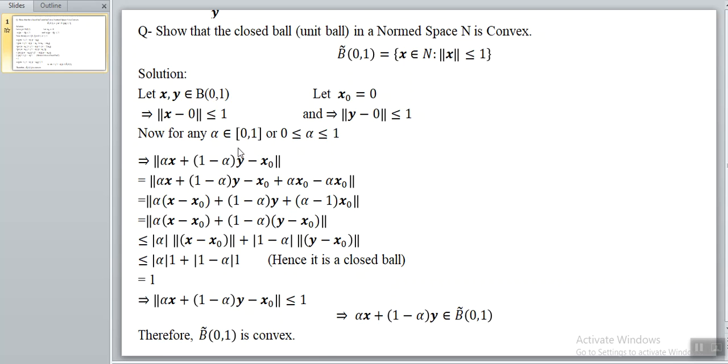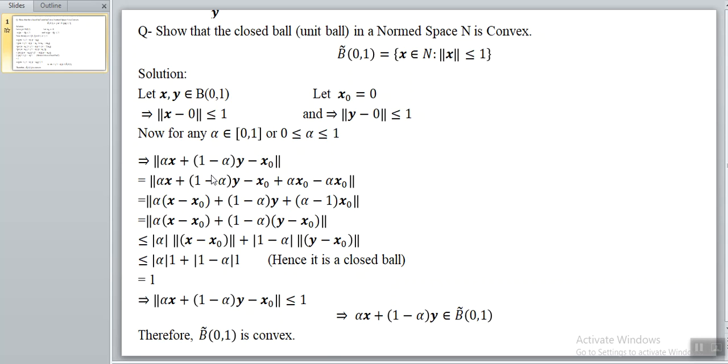For that, the criterion is that I have to take alpha and 1 minus alpha, where alpha is somewhere between 0 and 1. I multiply the first point with alpha and the second point with 1 minus alpha. Since x naught is 0, it doesn't matter whether I add it or not, it's just a 0. If I take their sum and it belongs to the space inside the ball, then that proves that the ball is convex.